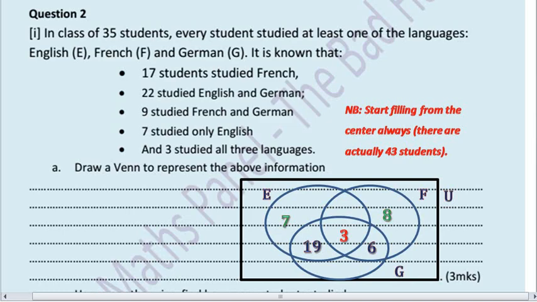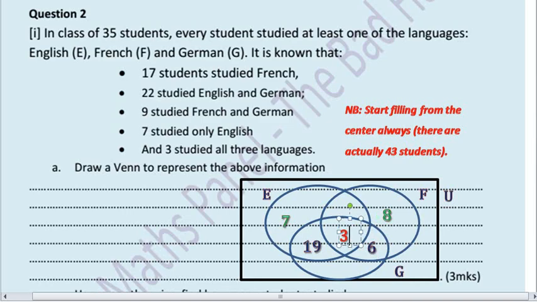9 studied French and German. For French and German, we already have 3. So of these 3 who studied French and German, how many are left to make 9? We have 6, so we place it at this other position. Then 22 studied English and German. For English and German, we already have 3. So how many are left to make 22? We have 19. So 19 plus 3 gives us 22 studied English and German.